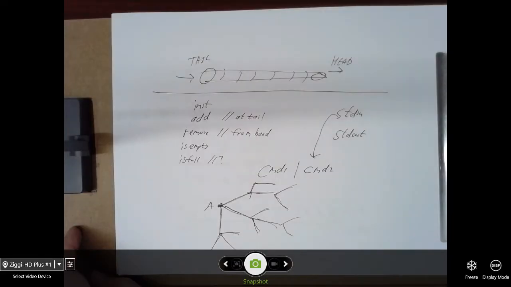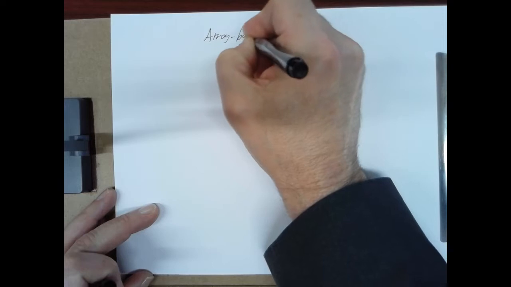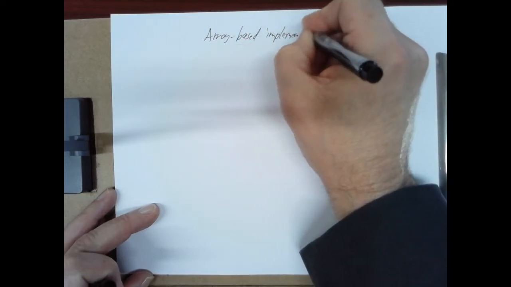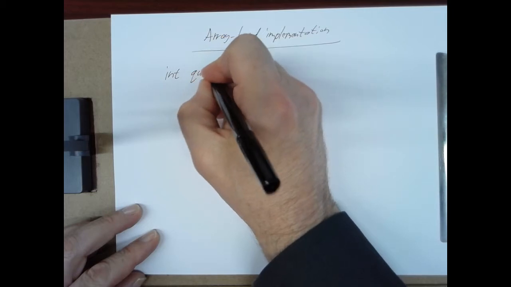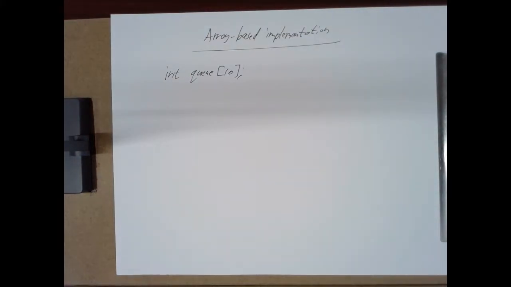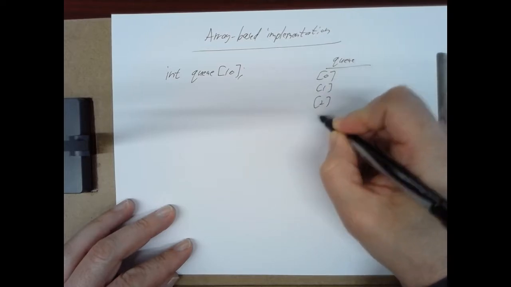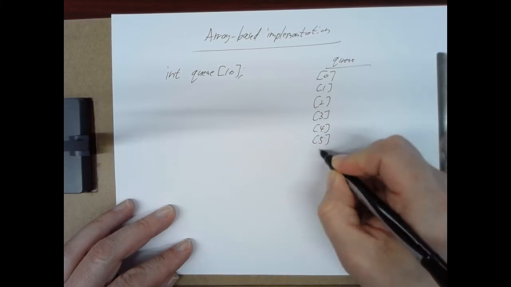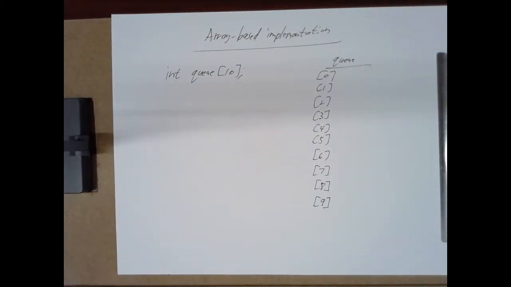So let's talk about implementation. We can implement a queue with an array. So again, we'll just deal with integers for simplicity. So I'm going to have an integer queue, and I'll make it a modest size queue, 10 integers. I'm going to write out all of our indices this time because we're going to use them all. So there's our 10 elements for storing information.